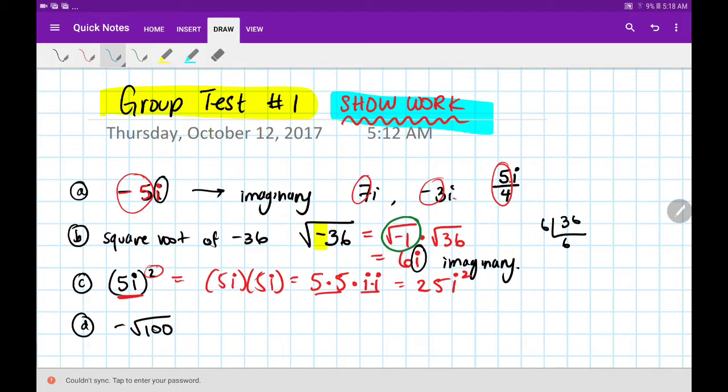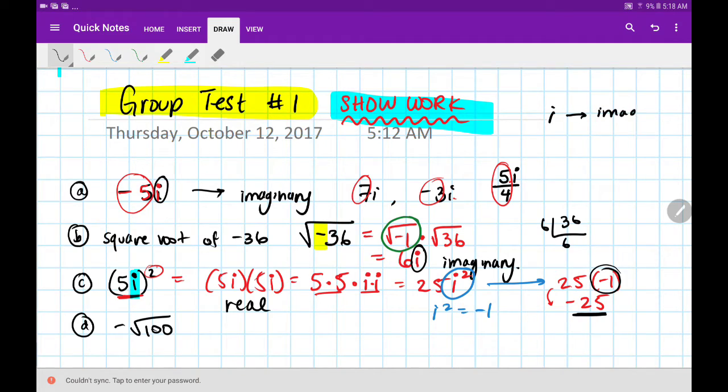Now remember from your notes, i squared is very special. i squared actually represents negative 1. So in my last step, I'm going to rewrite this. That's 25 times, not i squared, but times negative 1, which is negative 25. So in this case, even though we had an i to begin with, since it was being squared, it turned into a real number. And then we can say this is real. Okay, so i is imaginary, but i squared is actually real since it's negative 1.